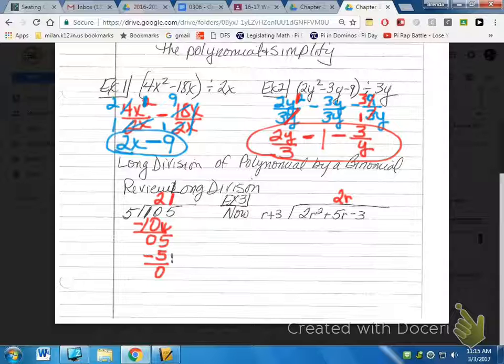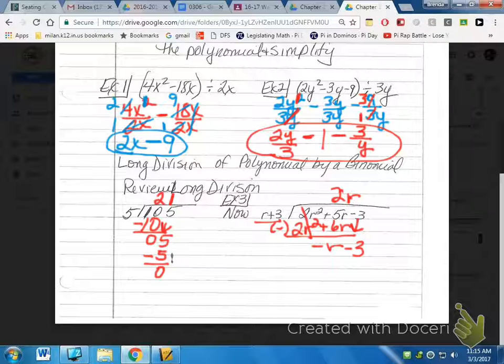So I'm going to take 2r and multiply it through r plus 3. So 2r times r is 2r squared, and 2r times 3 is how much? 6r. At this point, you have to subtract out here. Be very careful. 2r squared minus 2r squared is now gone. You have to make it go away. 5r minus 6r. What is that? Negative r. Then I got to bring down this minus 3.